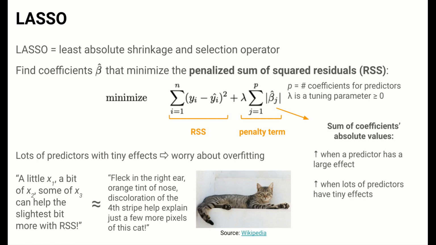When lots of predictors have very small effects, we should be worried about overfitting. Why? Because our model is likely picking up on noise, random idiosyncratic variation that happens to look like a truly predictive feature just by chance. Lots of small effects amounts to saying we can decrease the sum of squared residuals just a bit more if we take a little of that predictor, a little of that other one, and just a little of that other one. This sounds a lot like overly reading into specific features of a single cat image when determining general characteristics of cat pictures. The fleck in the right ear, the orange tint of the nose, the discoloration of the fourth stripe all help me explain just a few more pixels of this cat picture.